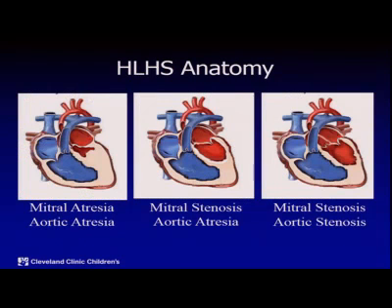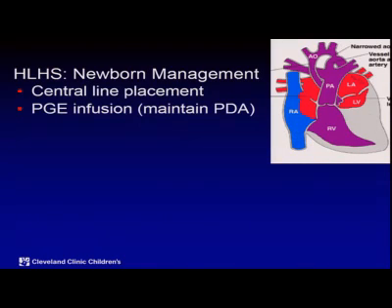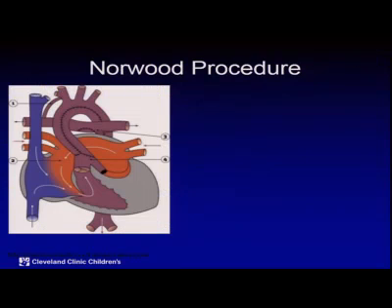They can have a spectrum from either mitral and aortic stenosis to mitral and aortic atresia. How do you manage them? Also with prostaglandins, because you want to supply blood flow to your body. And from that ventricle, you can either go to the body or go to the lungs, so you want to manage that Qp:Qs by manipulating pulmonary vascular resistance and systemic vascular resistance to have a nice balance to your aorta and your pulmonary arteries.